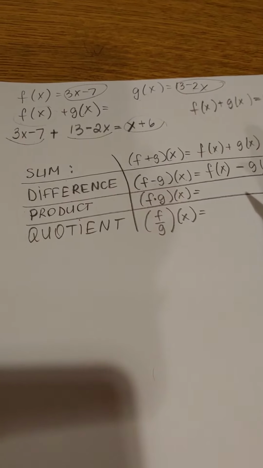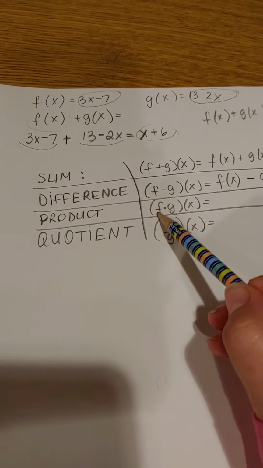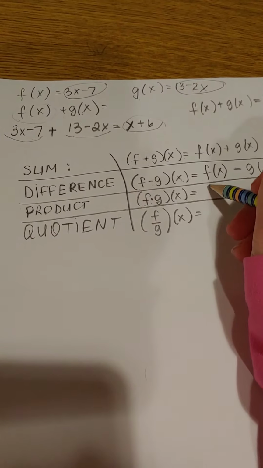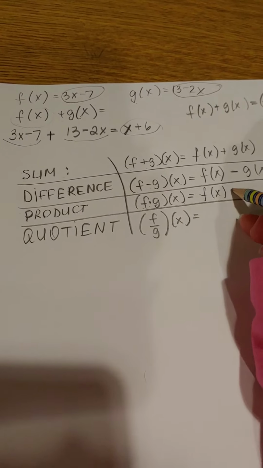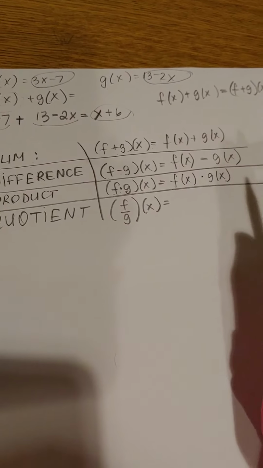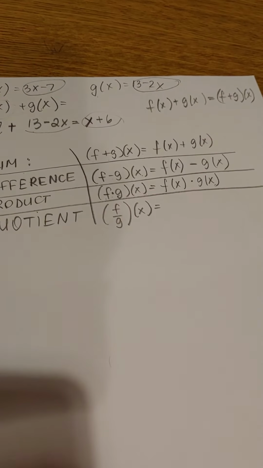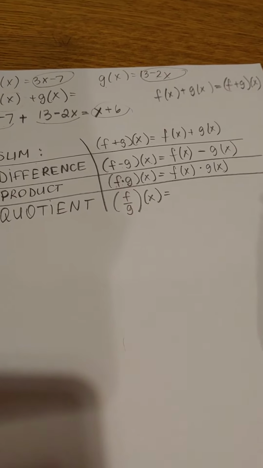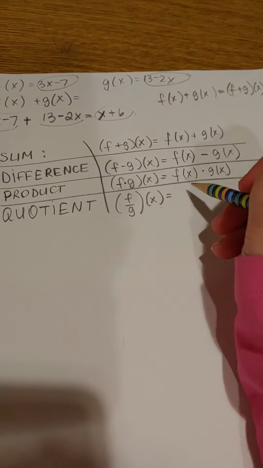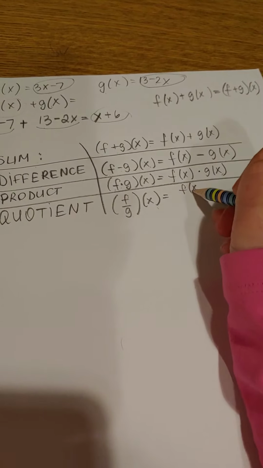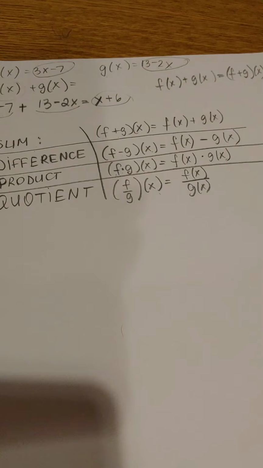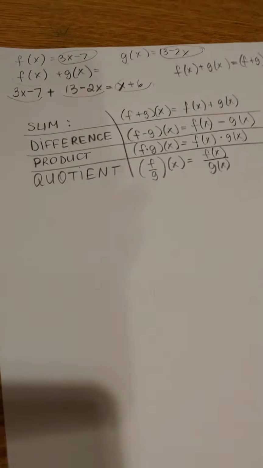The same thing with product. We see f times g of x equals f of x times g of x, and this f of x and g of x will be given to you. So all you will have to do is plug in whatever is given to you. f over g of x is the same thing as f of x over g of x. Let's go over a couple of examples.